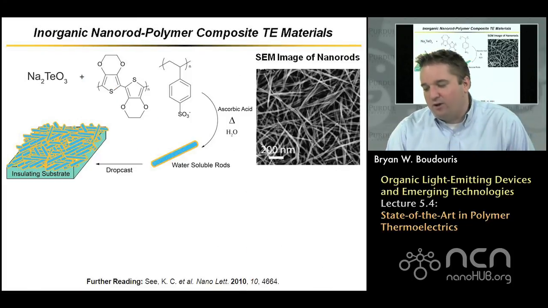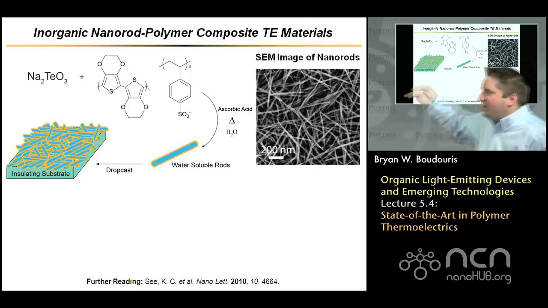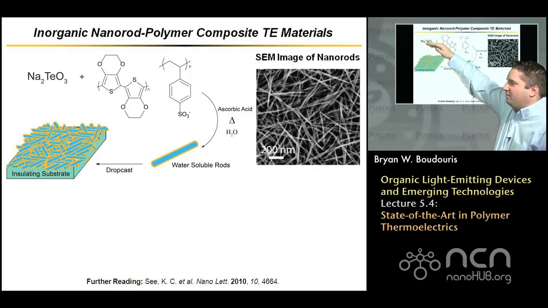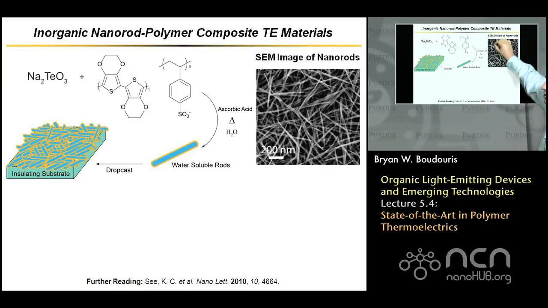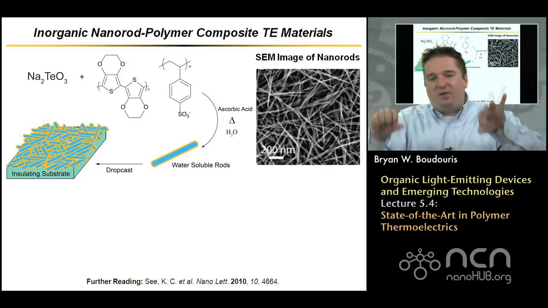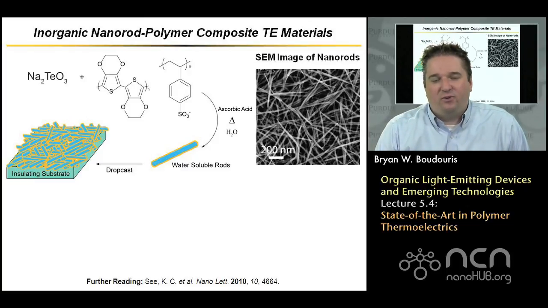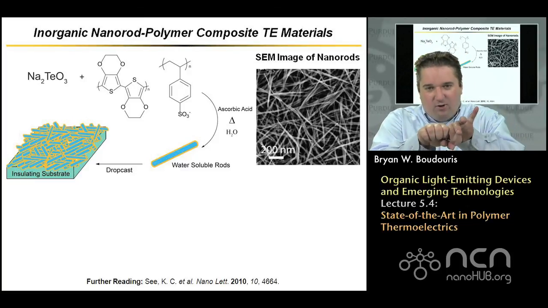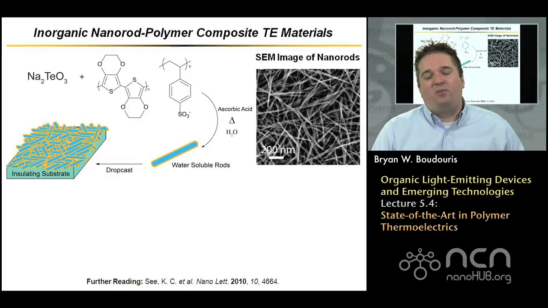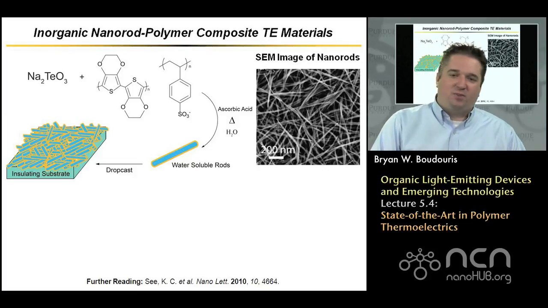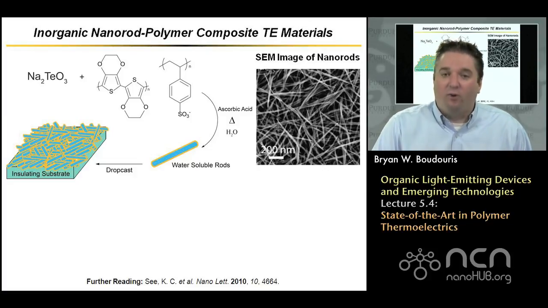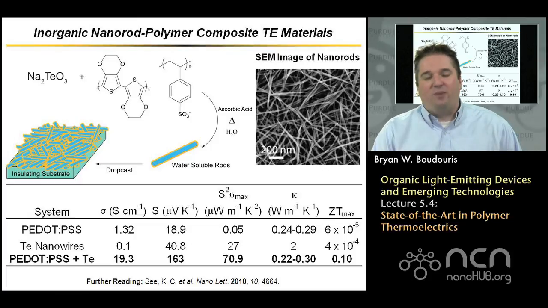Okay? We can also think about doing this with PEDOT:PSS and tellurium. So what happened here is actually tellurium nanowires were formed in the presence of PEDOT:PSS to form these nice tellurium nanowires that have a sheet of PEDOT:PSS around them. Okay? And now you have an inorganic nanorod with a layer of polymer wrapped around it. Okay? And the question is, does this perform the same as the polymer, the same as the nanorod, or better or worse than either one? And the answer is better, right?